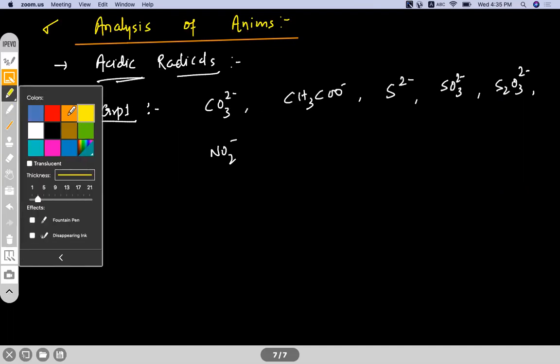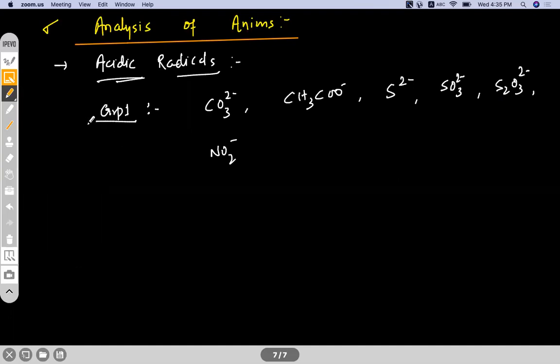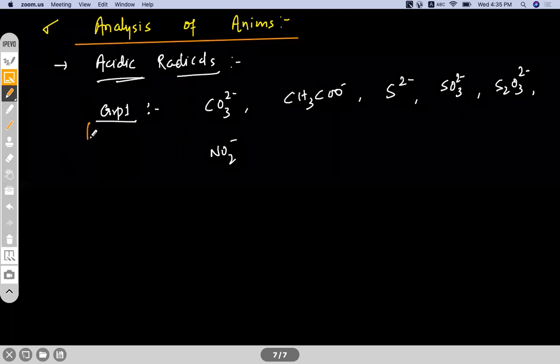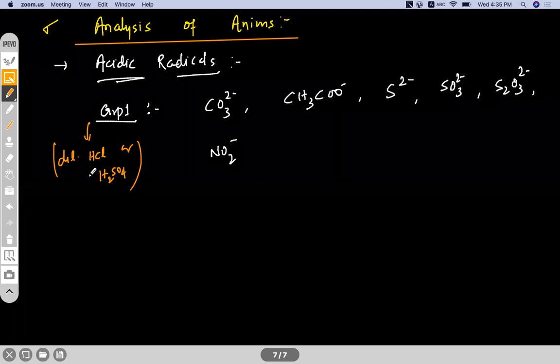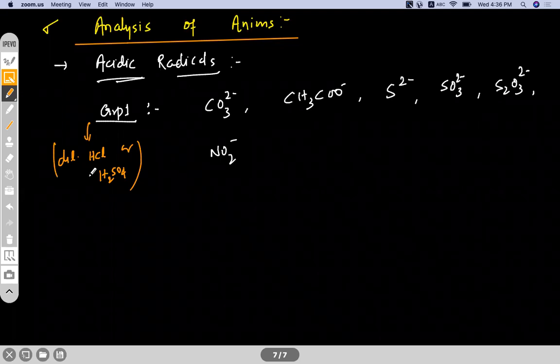And for detection and other things, what we use here, we use dilute HCl, right? We use dilute HCl or H2SO4. Now, why are these anions kept here in this group one? We consider only those anions here, which get decomposed by dilute HCl or H2SO4. Write down, these are the anions which get decomposed by dilute HCl or H2SO4.